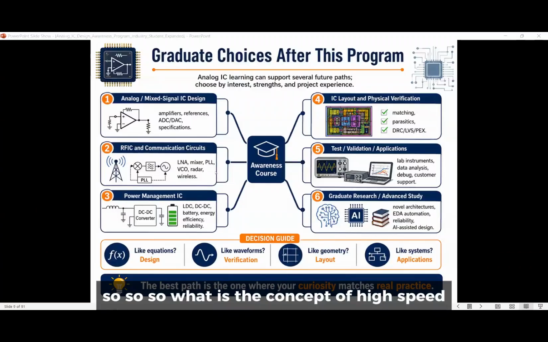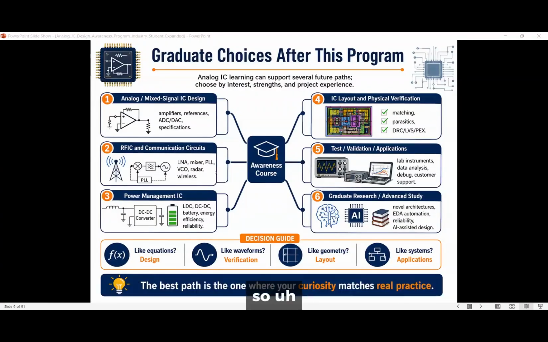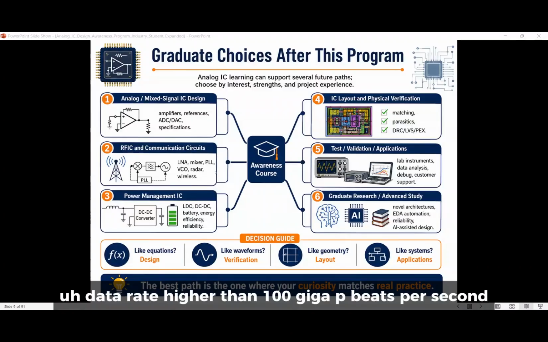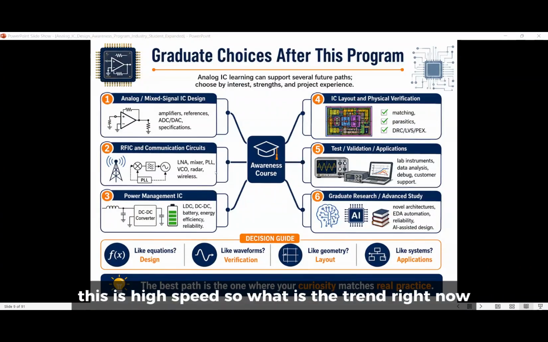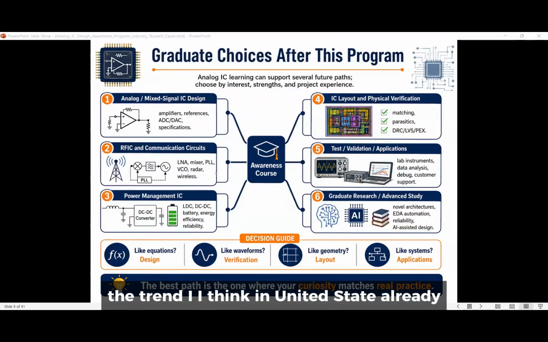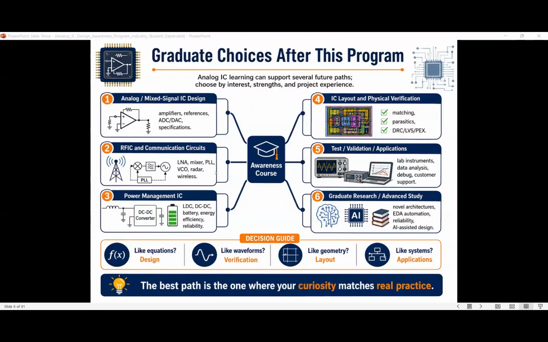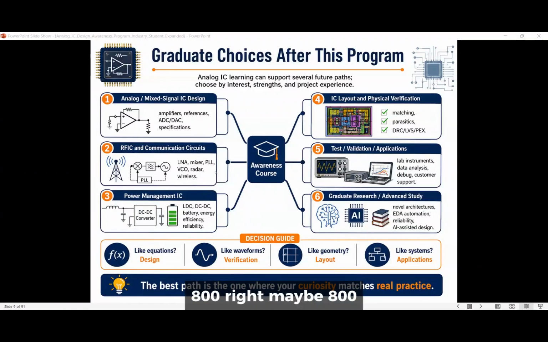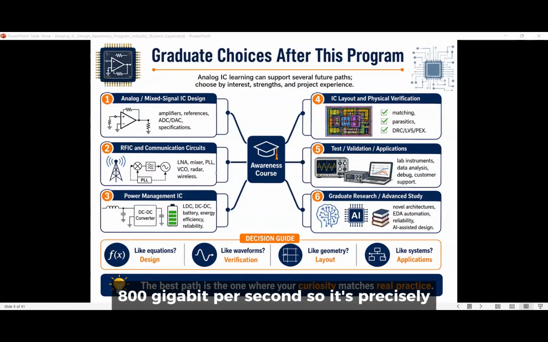So what is the concept of high speed? High speed normally means a data rate higher than 100 gigabits per second. What is the trend right now? The trend in the United States is already beyond maybe 800 gigabits per second. So it's actually a very high speed data rate.